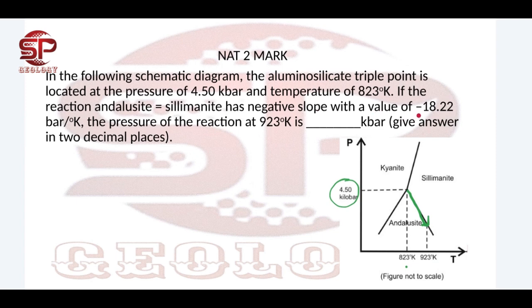And the slope has a negative value of minus 18.22 bar per Kelvin. So for each change of 1 Kelvin, the pressure decreases by 18.22 bar. So we have to calculate the pressure at 923 Kelvin.